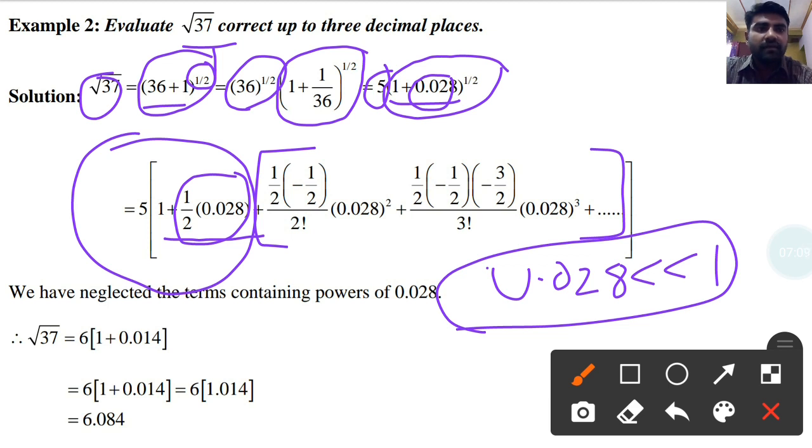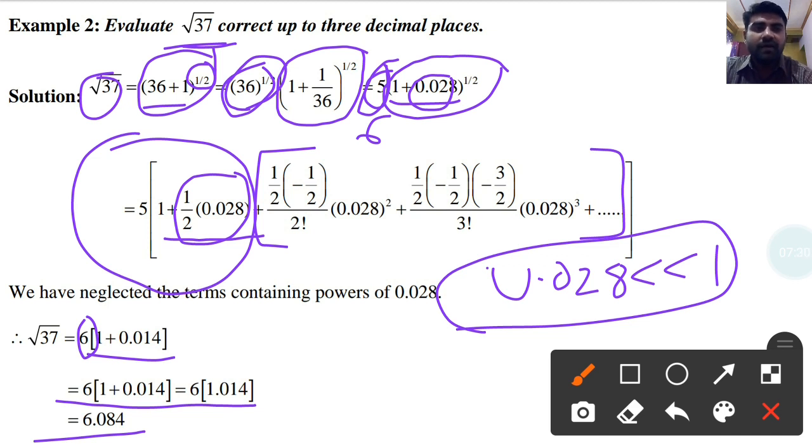So see here it is a printing mistake, root 36 is 6, so here it is written 6, so 1 plus 0.014, so that will be 6 into 1.014, so 6.084. So that is the answer of root 37. So root 37 we found with the help of the binomial theorem here.